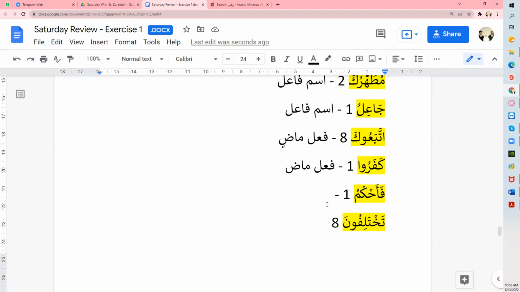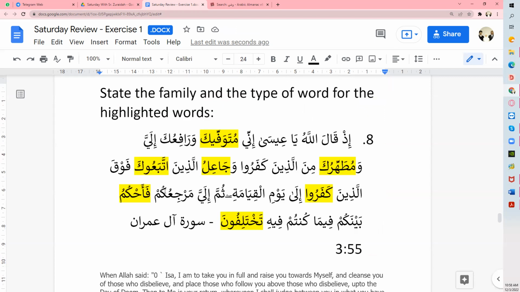What are the root letters actually? Ha, kaf, mim. So let's go and look where it is now. Fa'ahkum. Marji'ukum fa'ahkum bainakum. Ha, kaf, mim. Hakam, yes, confirm. But why the mim?